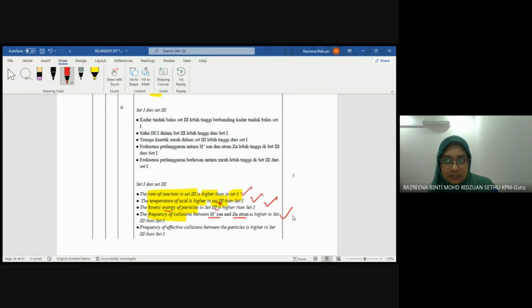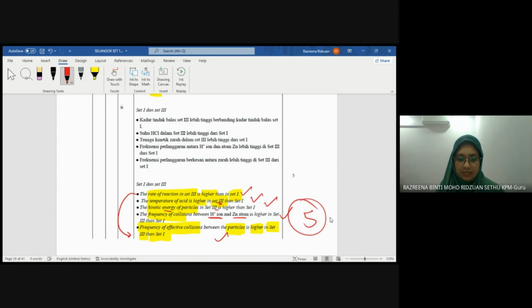This is conditional, bersyarat. Bersyarat means this frequency of collision, you can write here, or you can write here frequency of effective collision between hydrogen ion and zinc atom. You must at least mention them once, either one place. Finally, frequency of collision: once you mention above already, down here you just mention particle is higher in set 3 than set 1. Sometimes students will ask, teacher, can we write this rate of reaction at the end? It doesn't matter. You can write it at the bottom, or at the early sentence to show which rate is higher. As long as you have all this, you get your total 5 marks. Okay?